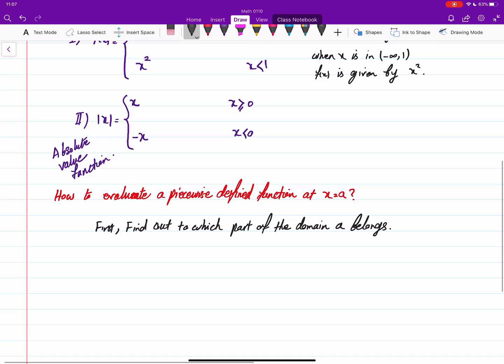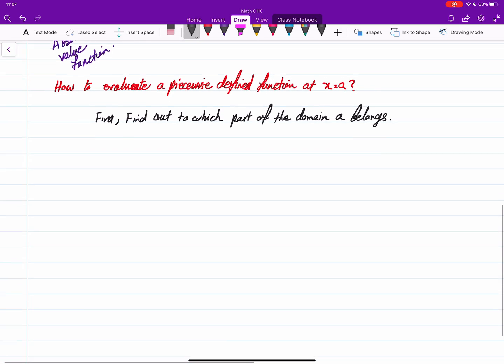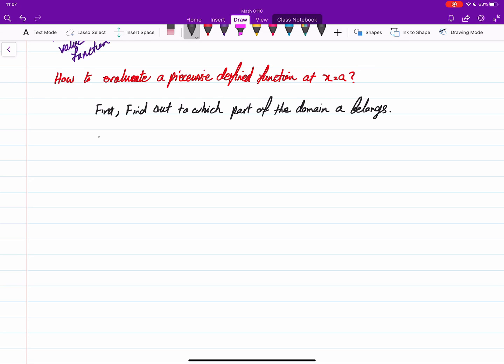Is a, for example, in this case, bigger than 0 or less than 0? In this case, is a bigger than or equal to 1 or less than 1? When you find that, then plug in a into x of the corresponding formula. So if a belongs to the first part of the domain, you plug in a into x for the first formula. If a belongs to the second part of the domain, you plug in a into x in the second formula, and so on. So let's go back to our example.